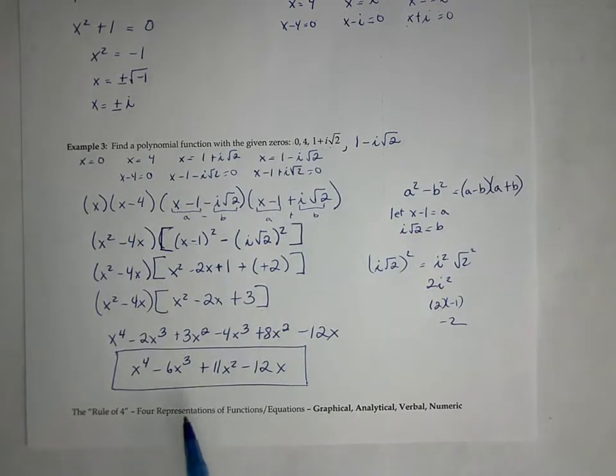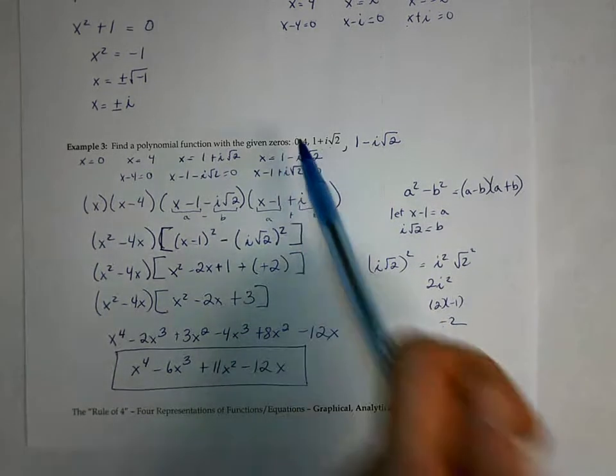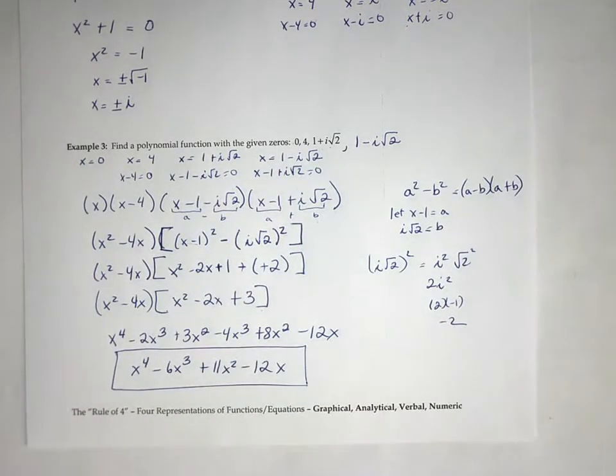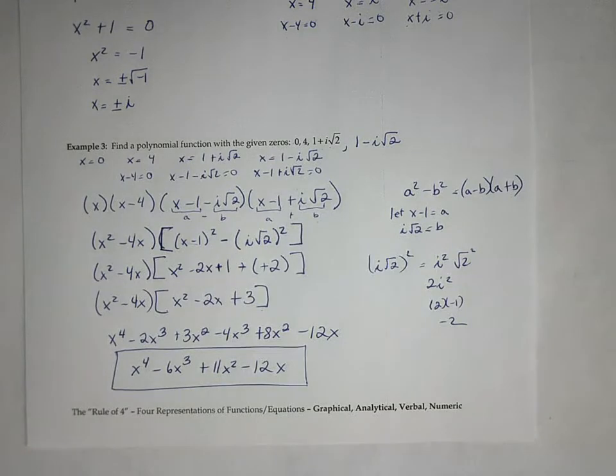And if I wanted to, I could plug this into my calculator to confirm that my 0 and the 4 are actually two zeros. And I can see this answer makes sense because my x to the fourth is a fourth degree polynomial, and there were 4 zeros that I had.